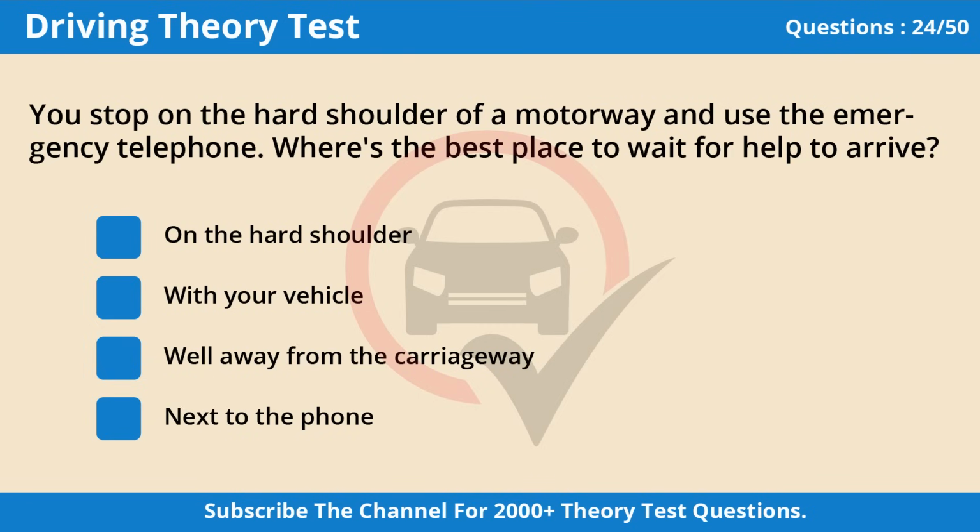Question 24. You stop on the hard shoulder of a motorway and use the emergency telephone. Where's the best place to wait for help to arrive? A. On the hard shoulder. B. With your vehicle. C. Well away from the carriageway. D. Next to the phone.